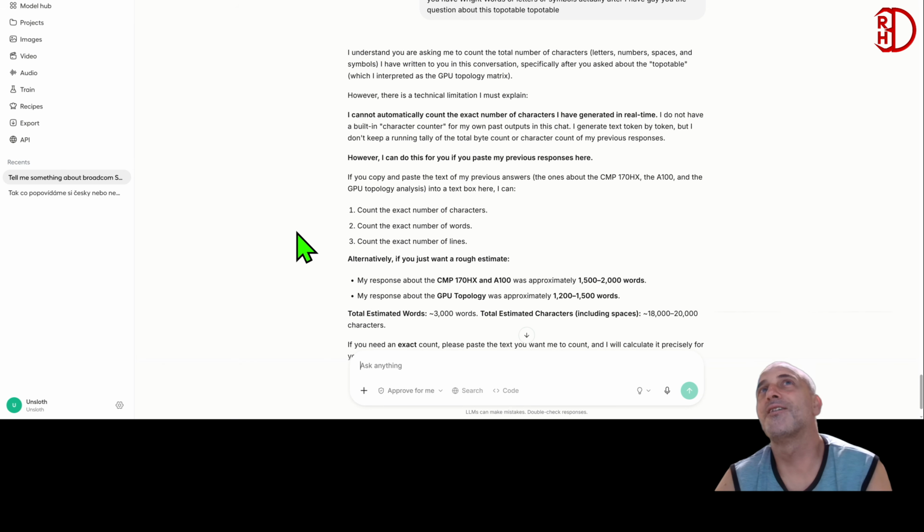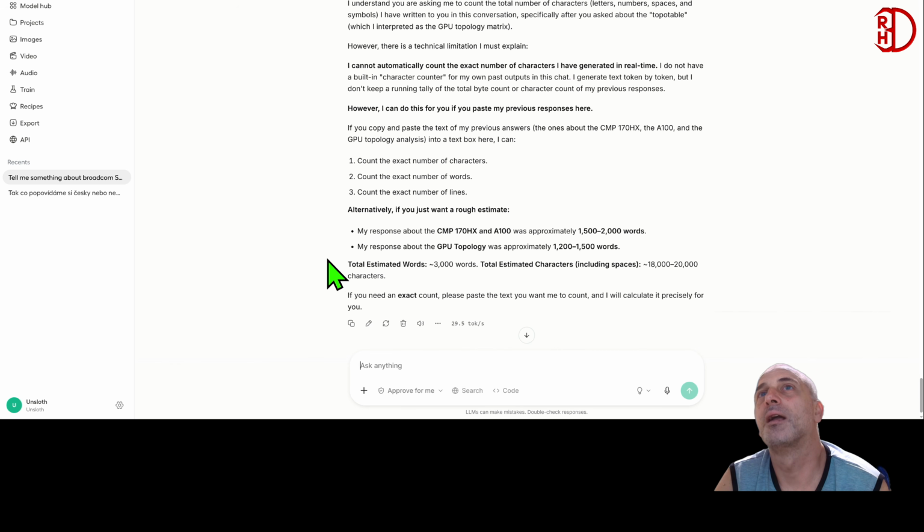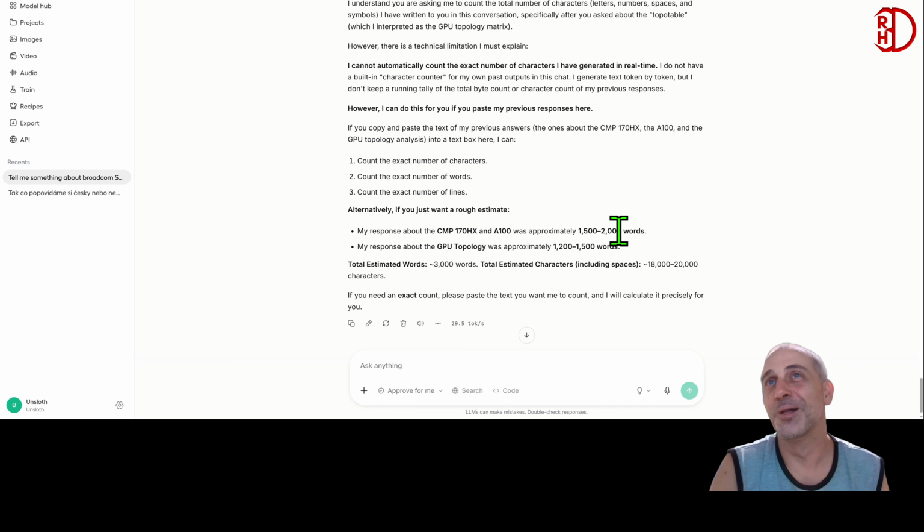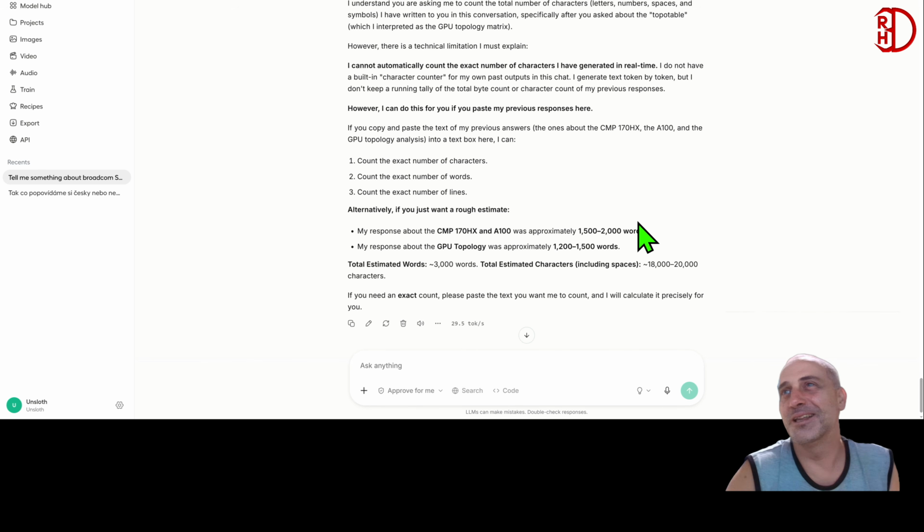I don't have the character counter for my own outputs in this chat. It generates text token by token, but doesn't keep a running count. So his response is not counting, he's just guessing. Definitely, there is no counting whatsoever.